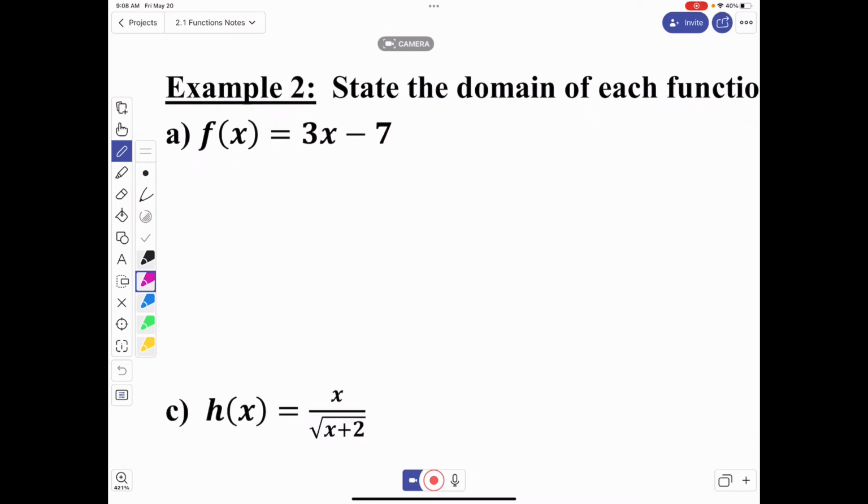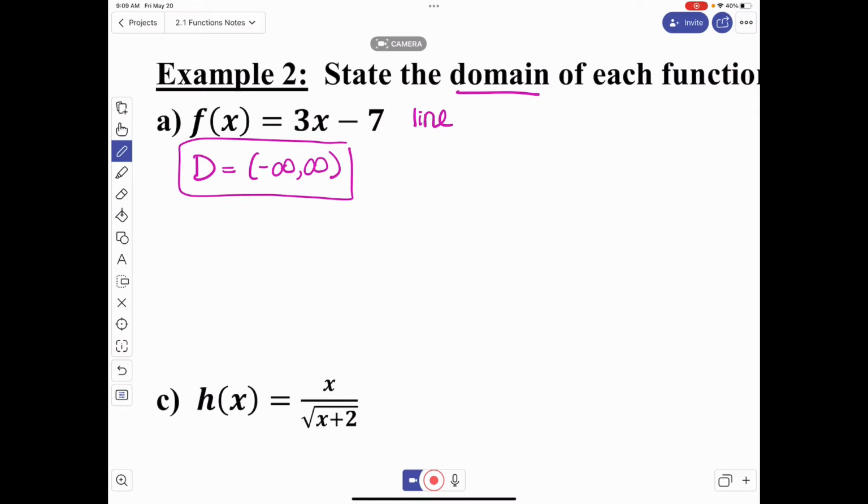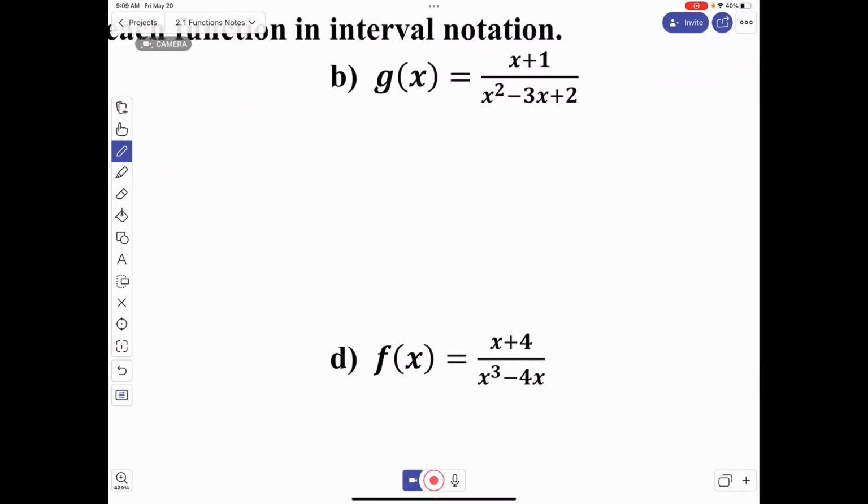Okay, example 2. Stating the domain of each function in interval notation. So remember, domain is just, you're looking at it from left to right. How far left does it go? How far right does it go? And we're looking at the x values. Okay, so on A, we have 3x minus 7. Well, think about what the graph of 3x minus 7 looks like. It's just a line. It's going forever to the left, and it's going forever to the right. So our domain, and we do a capital D, is negative infinity to positive infinity, because it goes forever in both directions.